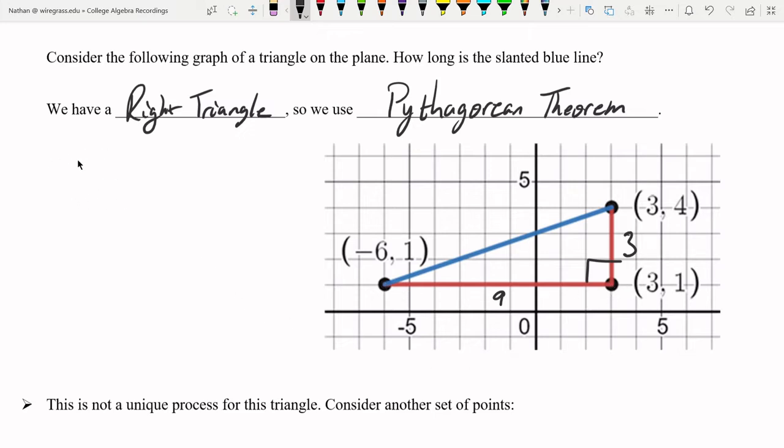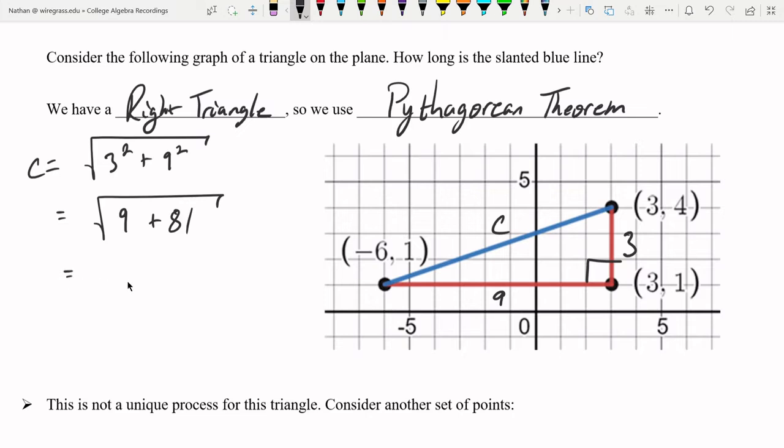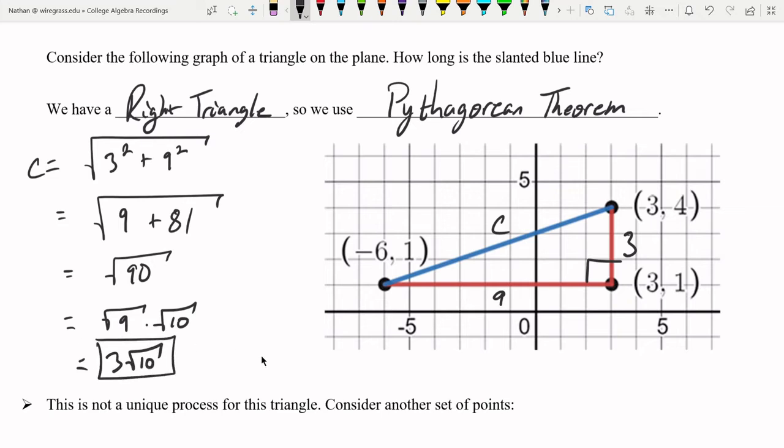All right, so the blue line, which we'll label as C equals the square root of 3 squared plus 9 squared. That'll give us 9 plus 81. The square root of 90. And simplifying the statement down, 90 is the same thing as 9 times 10. So I can write it as the square root of 9 times the square root of 10, which of course is 3 root 10. This is the exact answer. You can, of course, plug that into a calculator and get an approximate decimal solution.